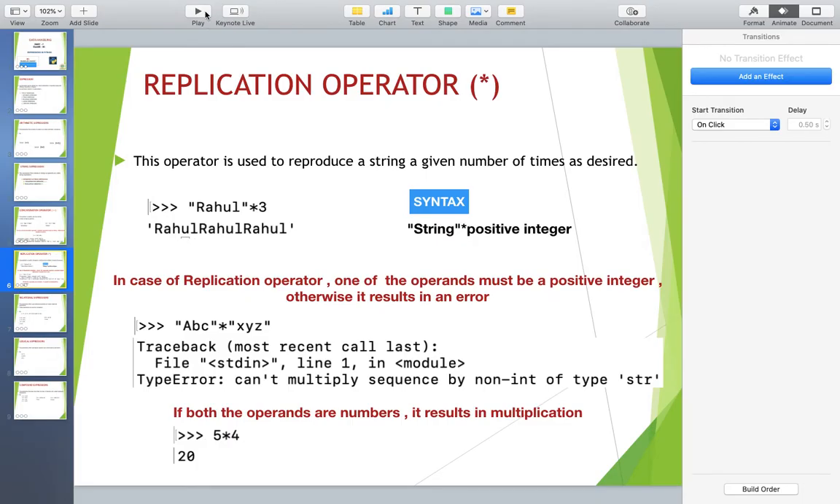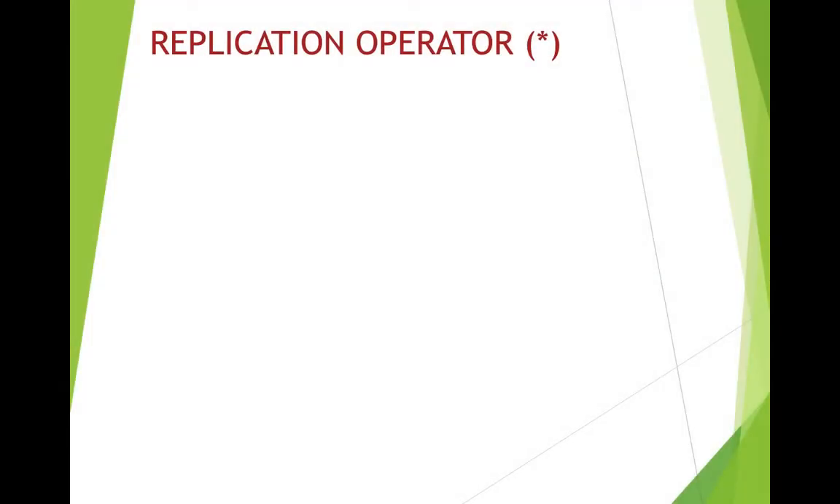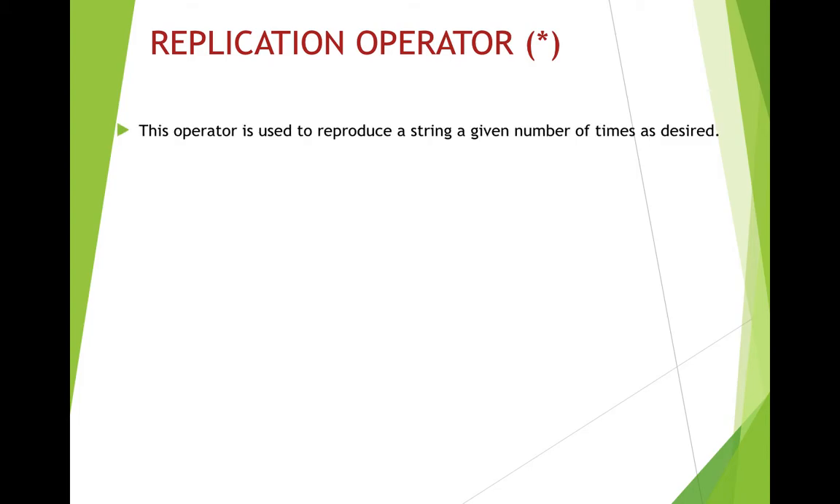Let's go to the next type of operator under string expressions, which is the replication operator. Now what is the meaning of the word replication? In biology also you have replication. Replication means reproduction, producing the same things. So this operator is used to reproduce a string a given number of times as desired. If you want to replicate a string n number of times, then you will be using the replication operator.